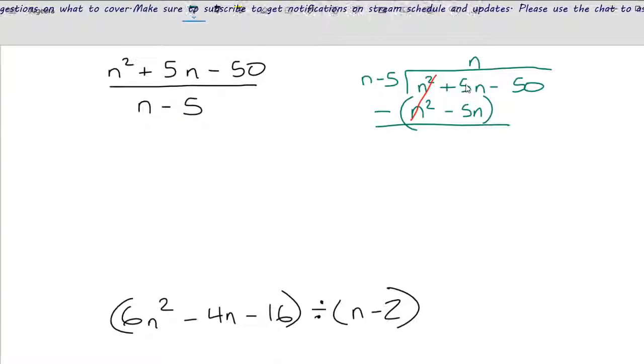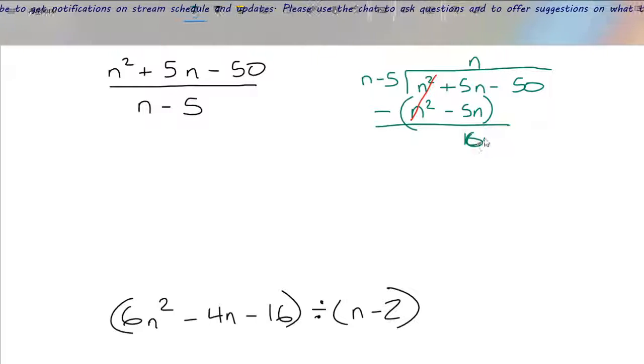So positive 5n minus negative 5n, so this is a double negative, so it makes it a positive. So it's going to be adding a 5n, so 5n plus 5n is going to be 10n. And then bring down what we haven't touched yet, so minus 50.